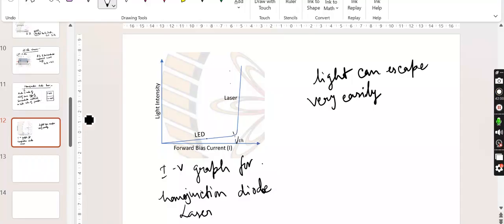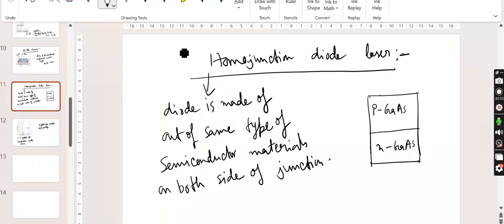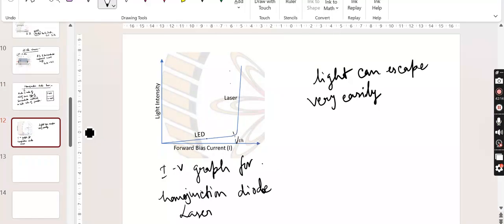So it can escape both from the top and the bottom end, because the refractive index of gallium arsenide is the same from both sides, so the light will not be trapped, and the carriers are also not trapped.